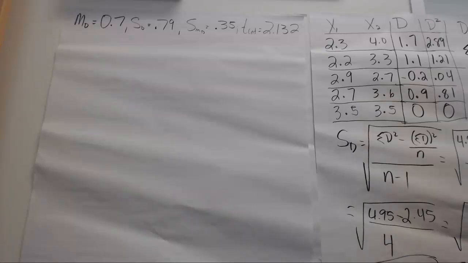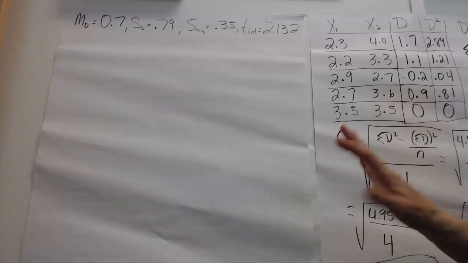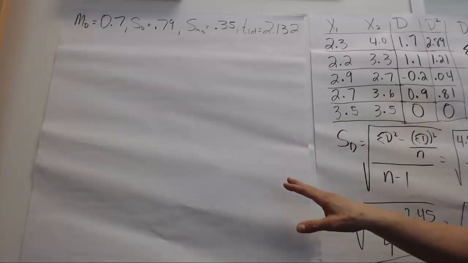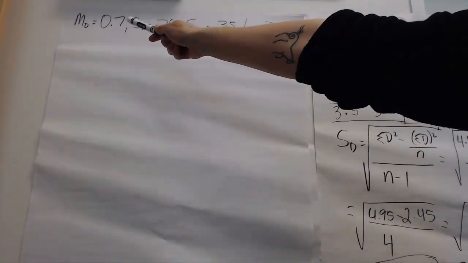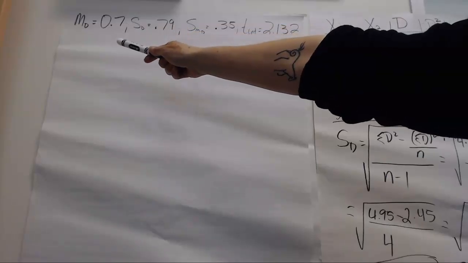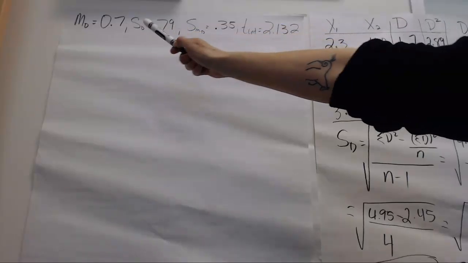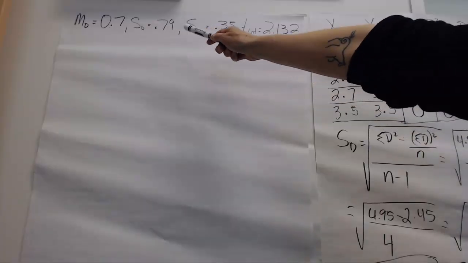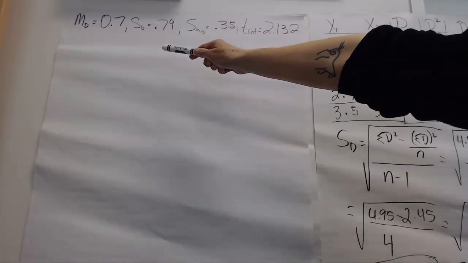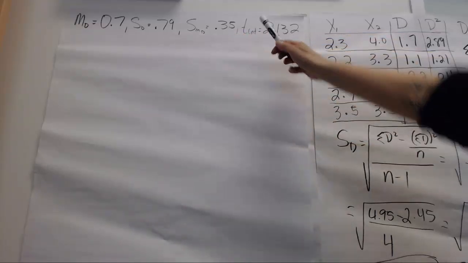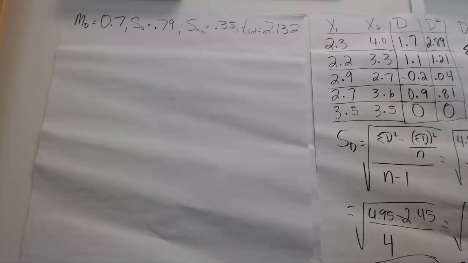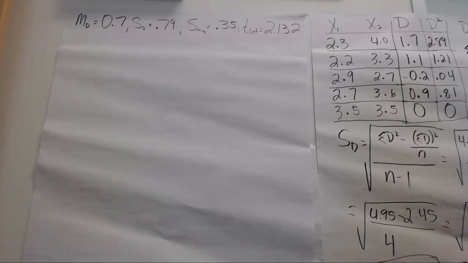Okay guys, so this is the continuation of the paired samples t-test lecture. So what I did, just to make things easier for us, is I transferred the values that we were going to need over from the previous page. So we have our mean of the difference between scores, which was 0.7. The standard deviation of the difference is 0.79. The standard error of the mean for the difference was 0.35, and our t-critical value was 2.132.